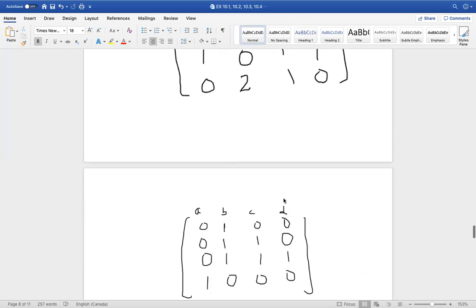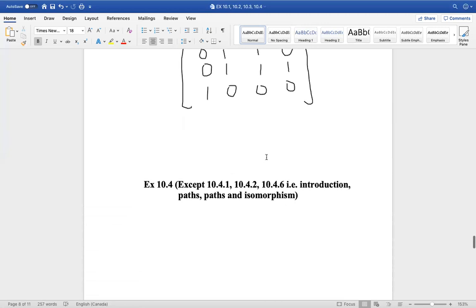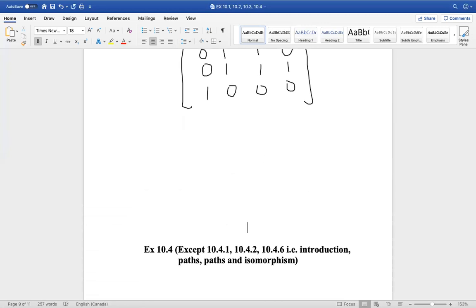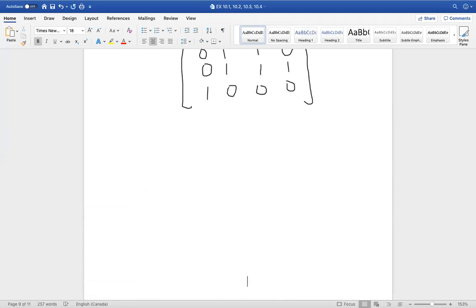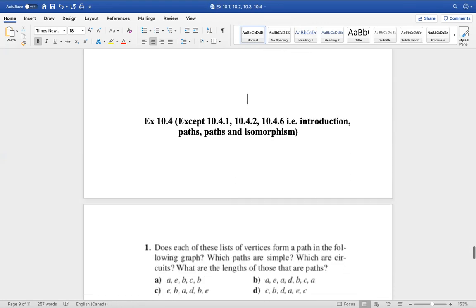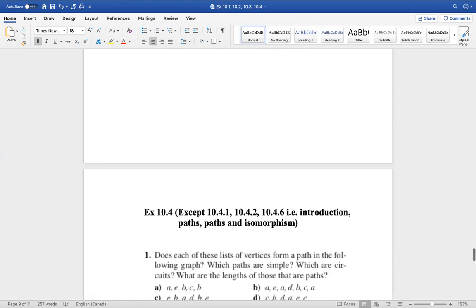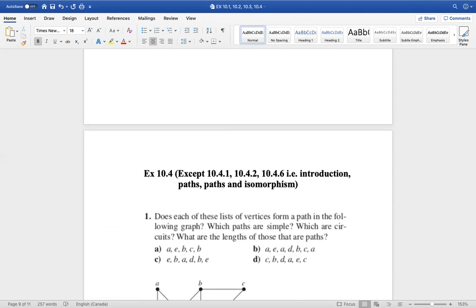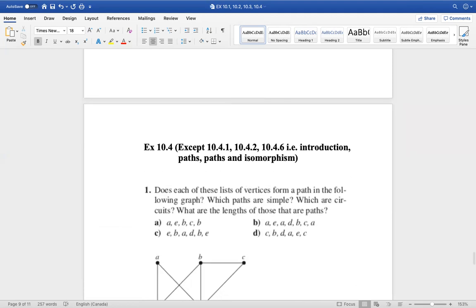All right, if no question, let's move on to exercise 10.4. From exercise 10.4, we are also taking very limited questions because there are a lot of concepts that we are not dealing with in this course. So we have the paths and isomorphism here. We won't be covering the isomorphism, but we'll be covering paths a little bit.